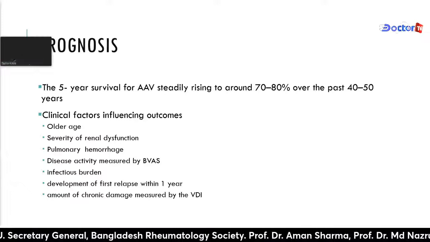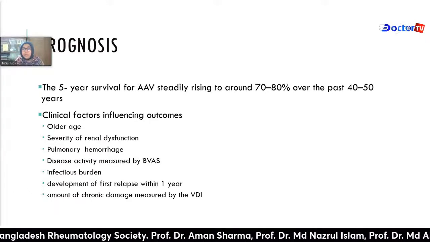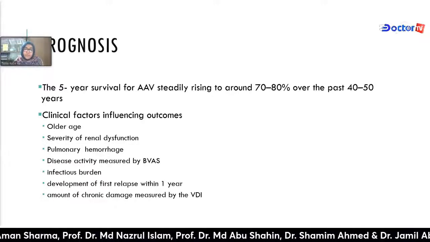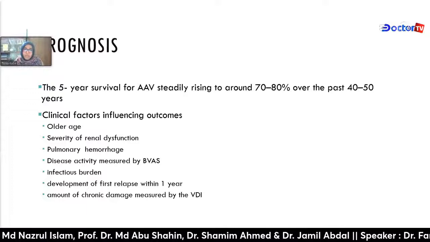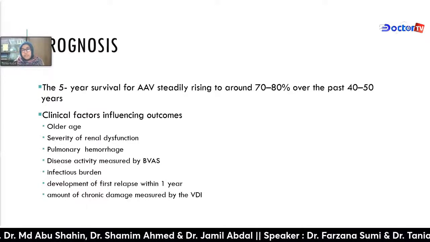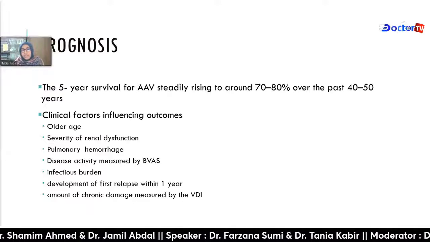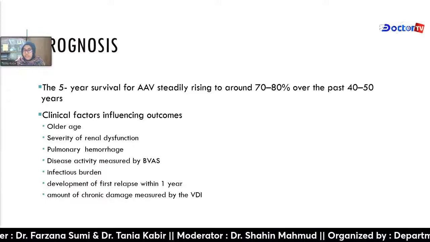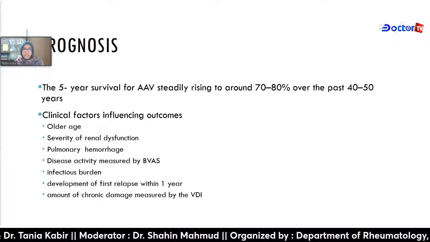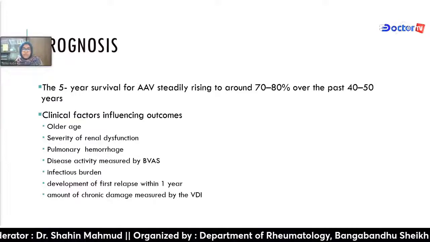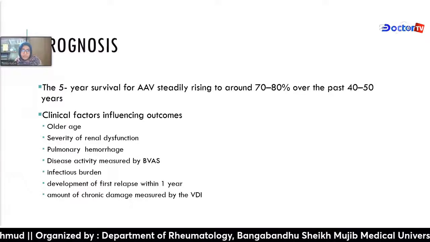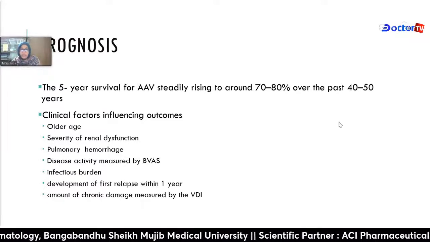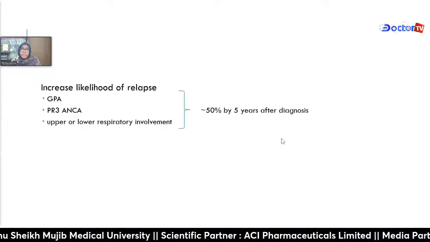Once upon a time, ANCA vasculitis was a disease with remarkable mortality and morbidity. But with the introduction of recent immunosuppressive agents, the mortality has declined, and the 5-year survival of ANCA vasculitis has steadily risen to around 70 to 80% over the past 40 to 50 years. The clinical factors influencing outcomes are older age, severity of renal dysfunction, pulmonary hemorrhage, disease activity measured by the Birmingham Vasculitis Activity Score, infectious burden, development of first relapse within 1 year, and amount of chronic damage measured by the Vasculitis Damage Index.